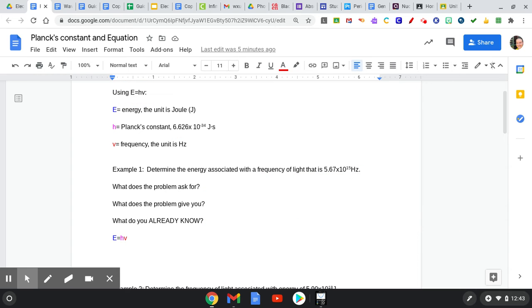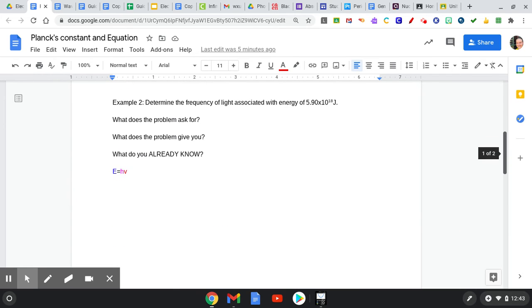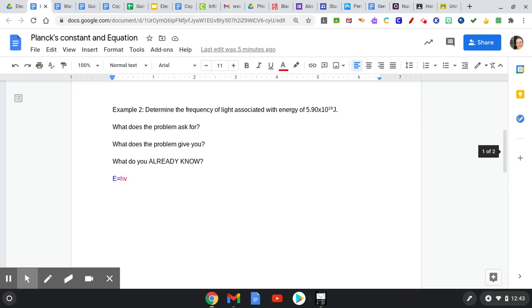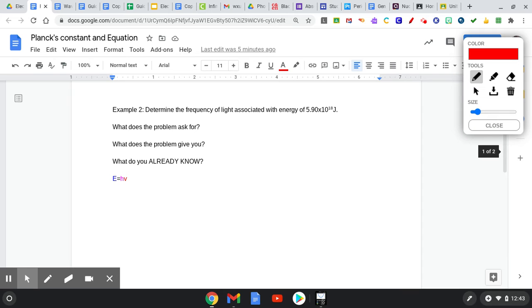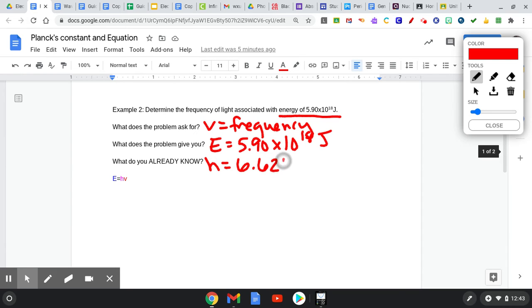Okay. So now let's move to the second problem. So the second problem asks us to determine the frequency of light given an energy of 5.90 times 10 to the 18th joules. So first, what does the problem ask for? It asks for frequency. And what does it tell me? It tells me the energy. And then what do I already know? I already know H is 6.626 times 10 to the negative 34.